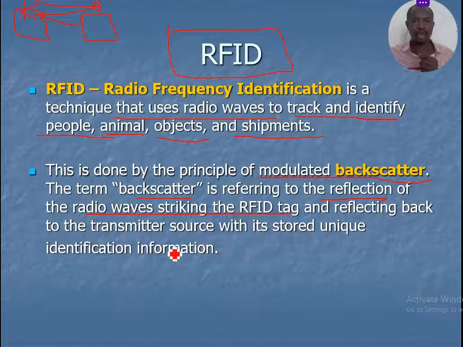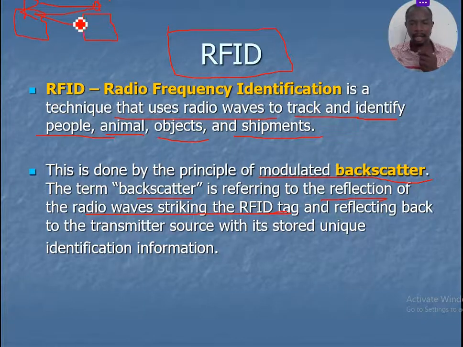That's what we call the backscatter. So we said the term backscatter refers to the reflection of the radio wave striking the RF tag and reflecting back to the transmitter source. The transmitter is what we call the reader, and the tag is the transponder. The reader transmits, because it's a transmitter, transmission and reception. It transmits a radio signal, and when the radio signal hits the tag, called the transponder, it will be reflected back to the reader or the transceiver.